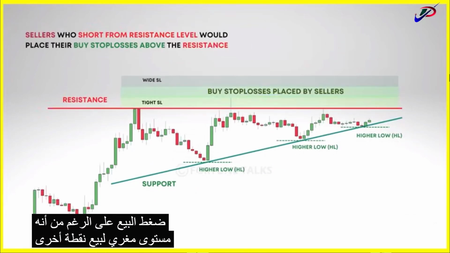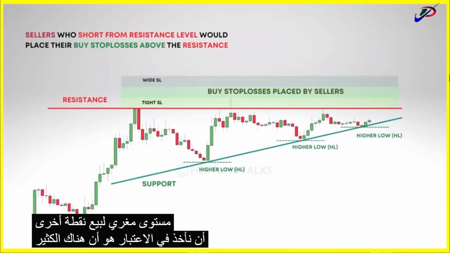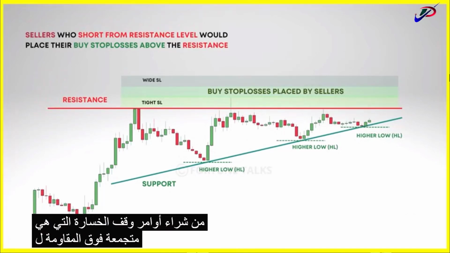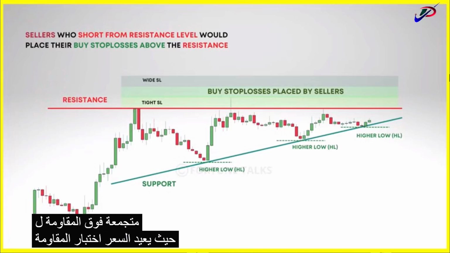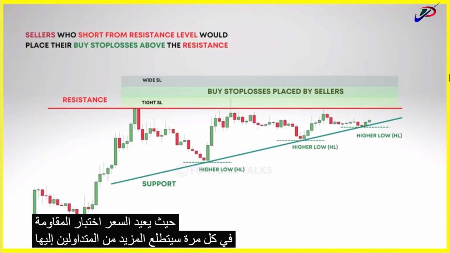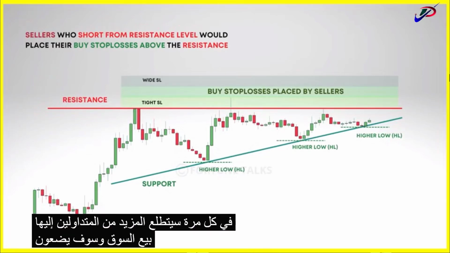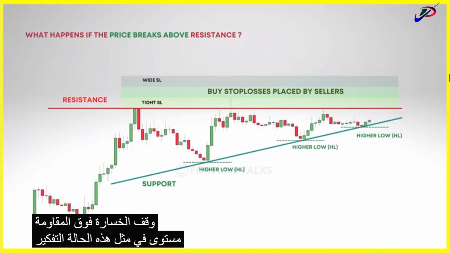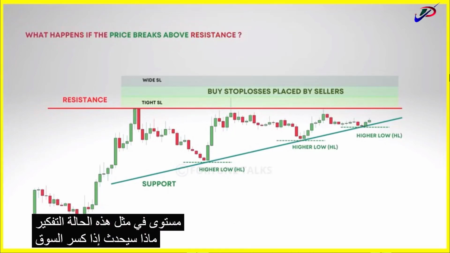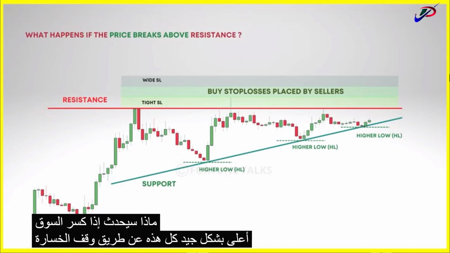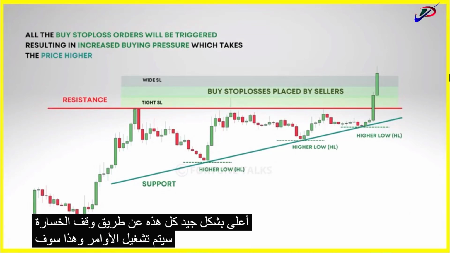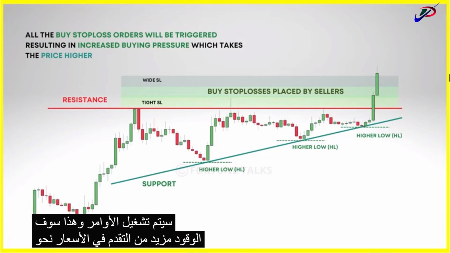Yet another point to keep in mind is that there are a lot of buy stop loss orders that are clustered above the resistance, because as the price retests the resistance every time, more traders will look to short the market and they will place their stop loss above the resistance level. In such a situation, think about what will happen if the market breaks out higher. Well, all these buy stop loss orders will be triggered and this will fuel further price advances towards the upside.